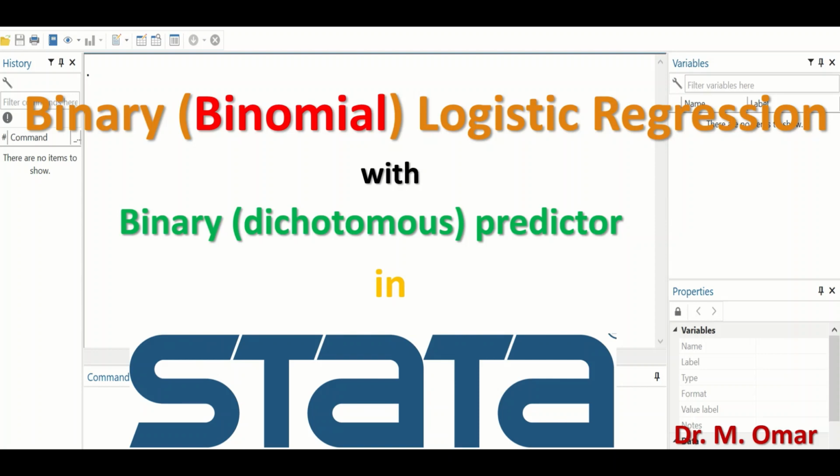Here we will look at how to find out whether there is an association between a predictor that is binary and an outcome that also is binary, that has two levels in it. The aim of logistic regression is to find whether there is an association, or whether the predictor can contribute to the outcome or have an effect on the outcome.